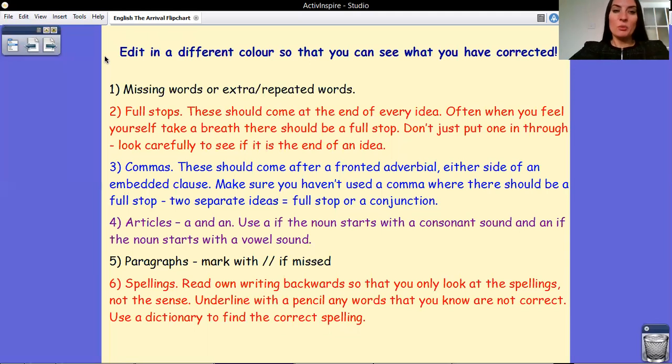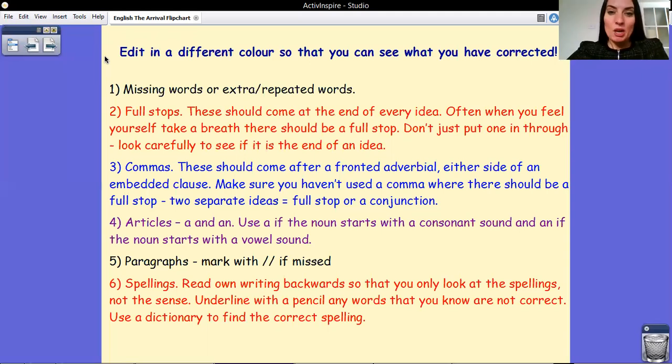So first of all, we've got missing words or extra or repeated words. So at this point, I want you to skim read. That means you're not reading for content, you're not looking at spellings, you're literally just looking if you've got any missed out or extra or repeated words. So if you pause and do that for me, please.